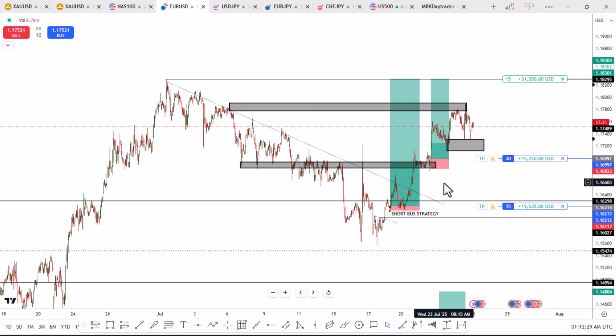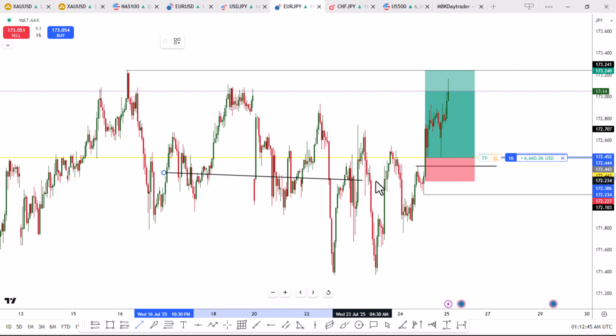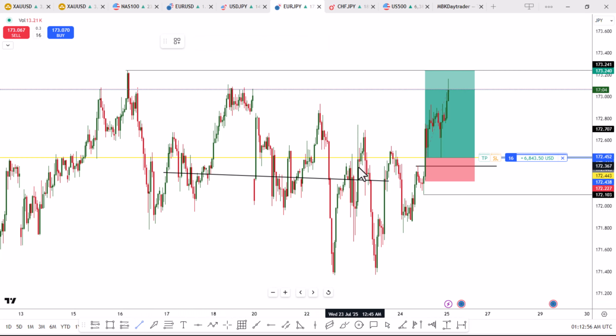You understand the concept about this? So when pairs are not really respecting any levels, you don't have to execute any trade. When you come to Euro JPY, you can see this clearly. Just look at this zone right here, all the way up to this level. Price wasn't doing anything. No level was being respected below here. Nothing. Price was just consolidating, moving up and down any way it wants.